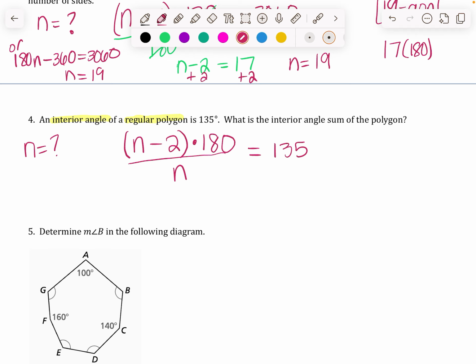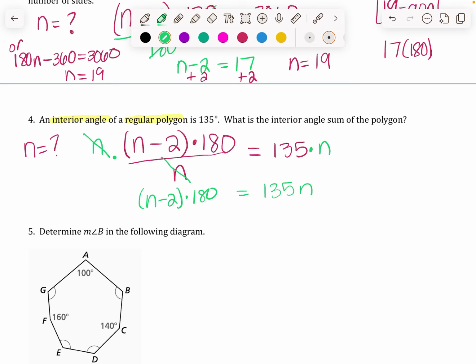We need to remember that the fraction bar represents division. So when we are solving an equation with a fraction, we need to use multiplication to undo the division. We are dividing the left side by n. To undo that, we're going to times both sides by n. The times n will simplify the divide by n, and we will be left with n minus 2 times 180 equal to 135n.